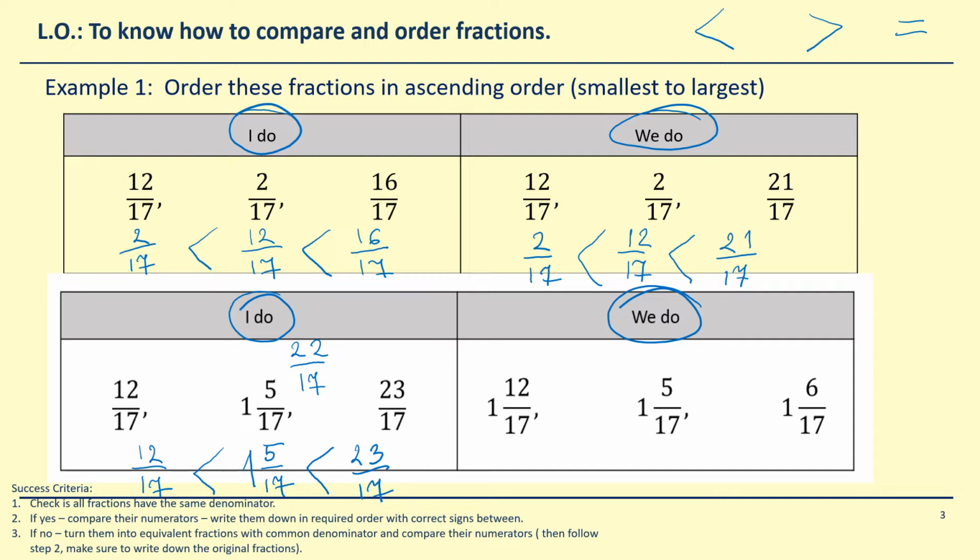And the last one, well, in here all of them have 1 as a whole number, so I will just compare the fractions. So 5 over 17 is the smallest, so 1 and 5 over 17 is first, which is smaller than 1 and 6 over 17, which is smaller than 1 and 12 over 17. If that's what you've got, well done. Let's move on.